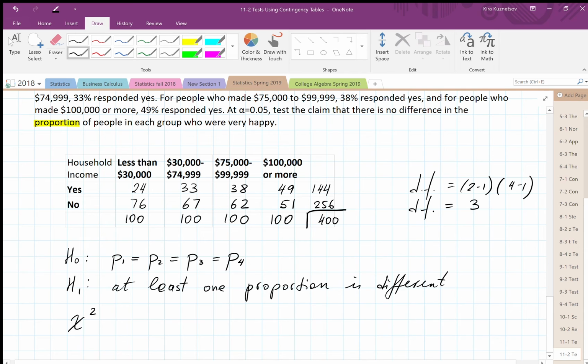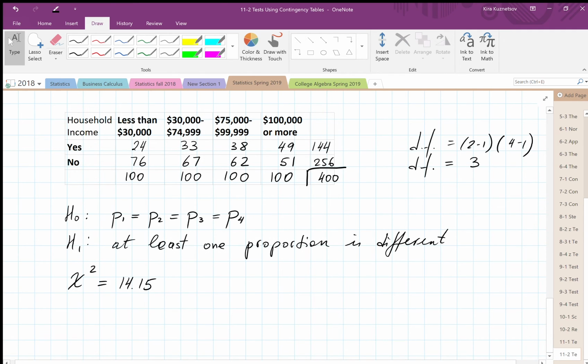On the next video, I will guide this through the calculator. But according to the book, we did find the chi-square test statistic to be 14.15. I can use my calculator to find the p-value. And the p-value is found at 0.0027, so under a percent.